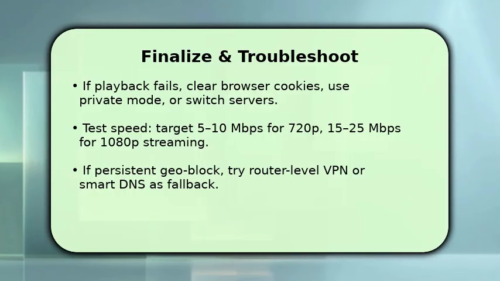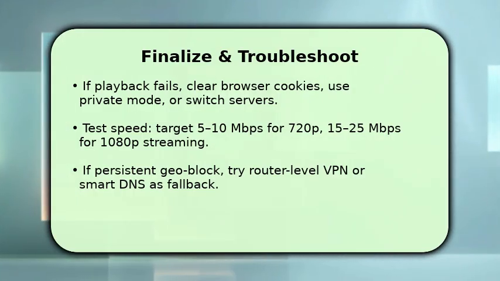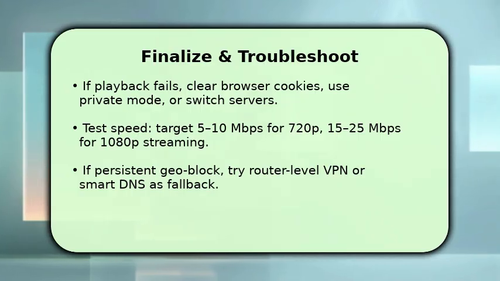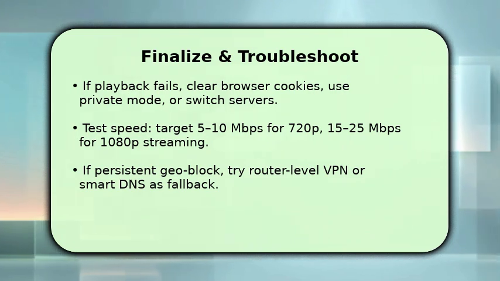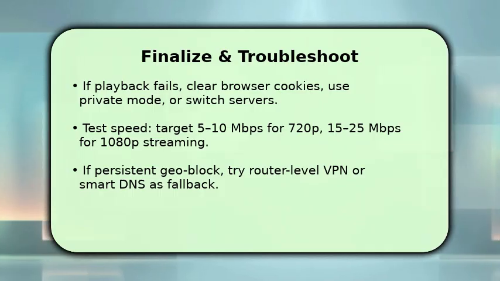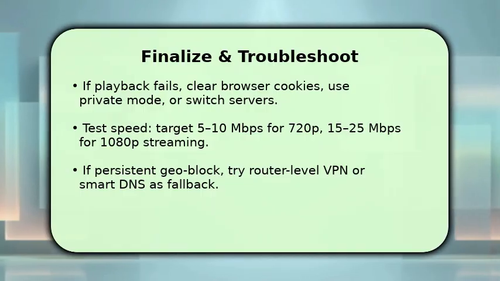If switching servers, try adjacent locations to find lower packet loss. Measure speed. Aim for 5 to 10 Mbps for 720p or 15 to 25 Mbps for 1080p. If speed is low, change protocol or server. If the service still blocks you, install VPN on your router or use smart DNS as a fallback, and always test again.